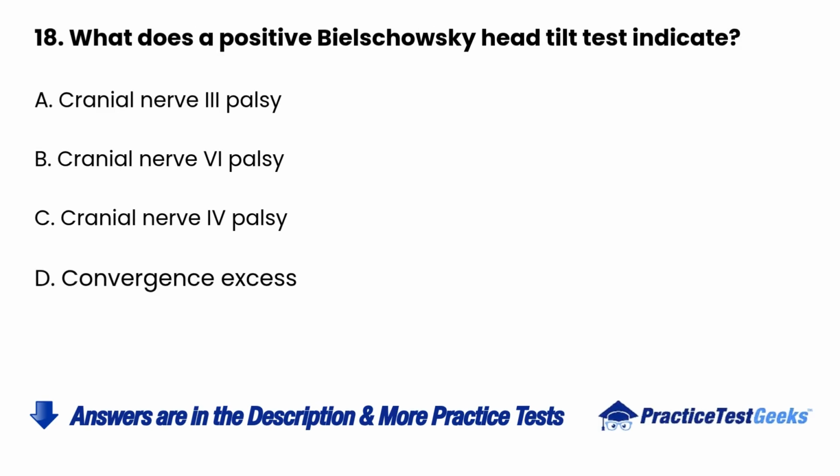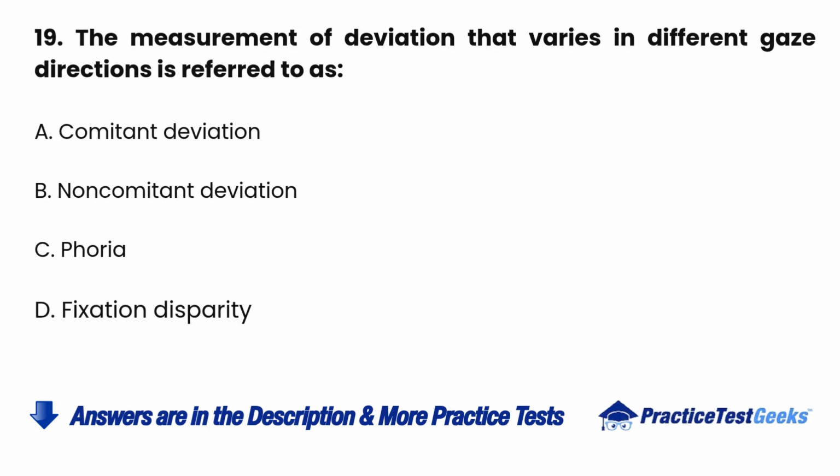18. What does a positive Bielschowsky head tilt test indicate? A. Cranial nerve 3 palsy. B. Cranial nerve 6 palsy. C. Cranial nerve 4 palsy. D. Convergence excess.